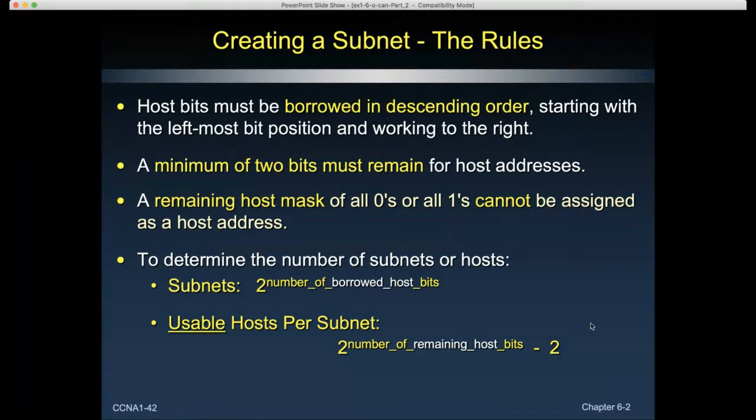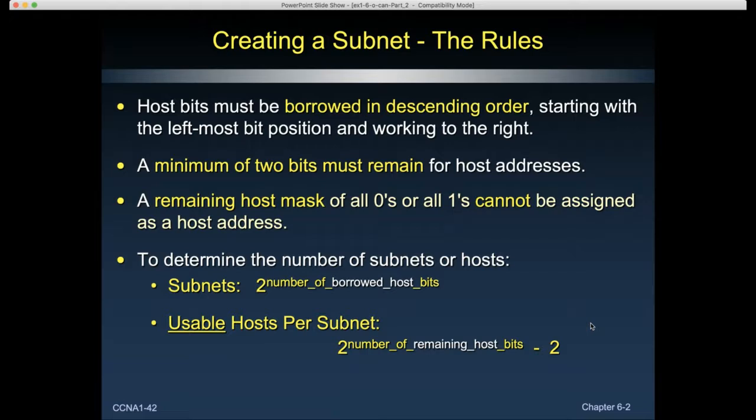Well, in this case, I borrowed 8 bits. How many new subnets do I get from my original master network that was really big but had to be divided up among my 5 continents worth of offices? Well, I borrowed 8 bits, so 2 to the power 8. I created 256 new subnets.